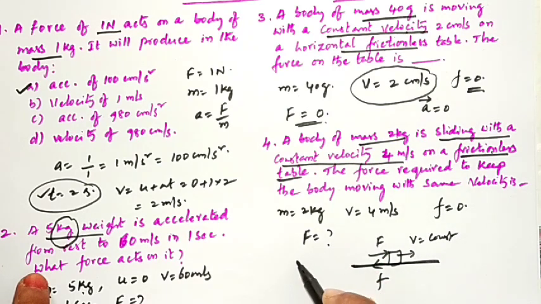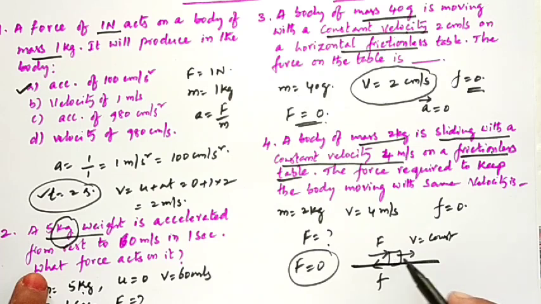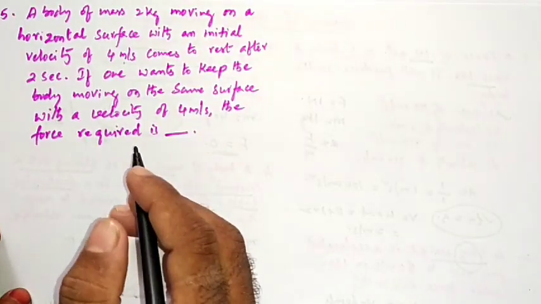Okay, so how much force is required to maintain that? 0, because there is no external force acting on that to overcome. If there is friction, then to overcome the friction we need to apply force, but here it is a frictionless surface, so it continues to move. Clear, Nana? Very good. Next problem.